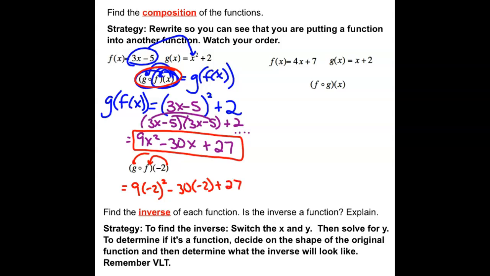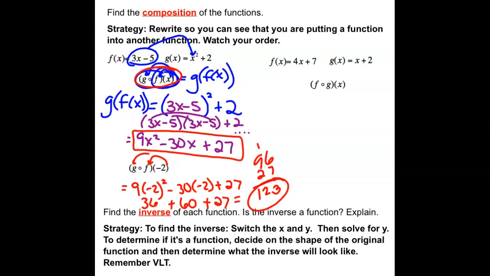Negative 2 squared would be 4 times 9 is 36. Negative 30 times negative 2 would be a positive 60. And if we add that all up, we get, what, 96 plus another 27 would be 120. Hang on. What did we say? 96 and 27? 123 would be my answer.